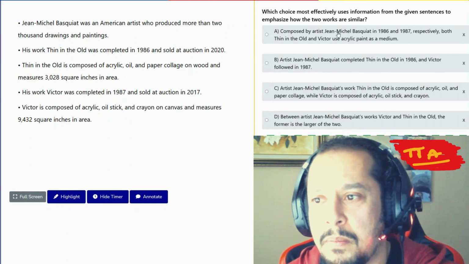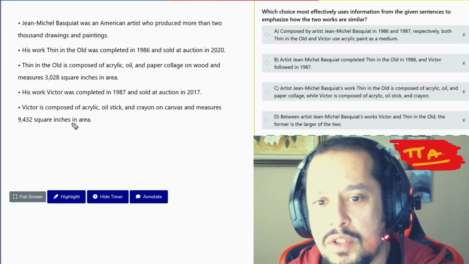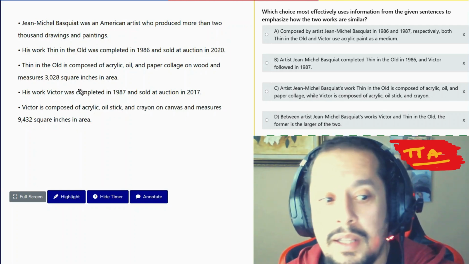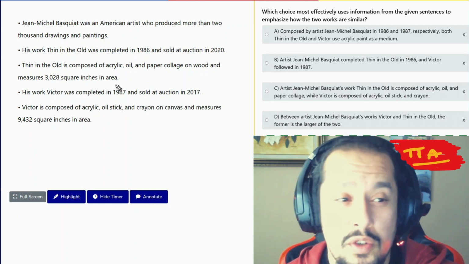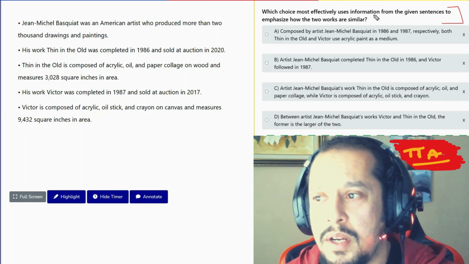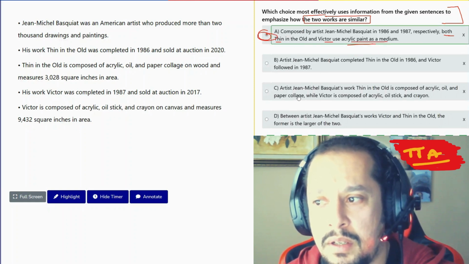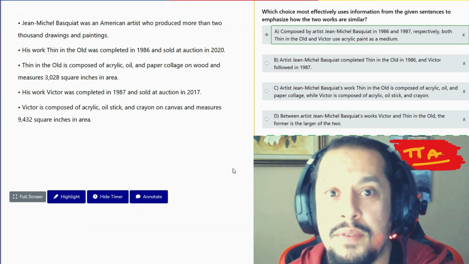Question number 3. So we want to show something that shows us that the works are similar. These types of questions, you don't necessarily have to read the notes unless you have 2 equal answers or similar answers. So first of all, your focus is up here. Emphasize how the 2 works are similar. If you look at answer A, both use acrylic paint. This is the only answer that shows us a similarity between the 2. B, C, D don't show us similarities. Answer A is very clear with that similarity.